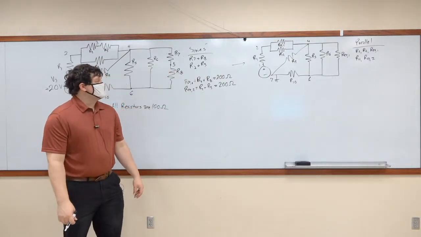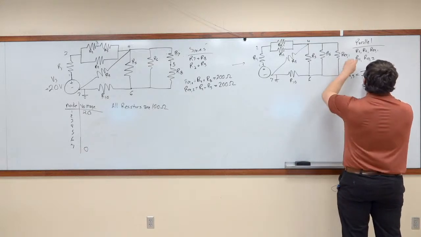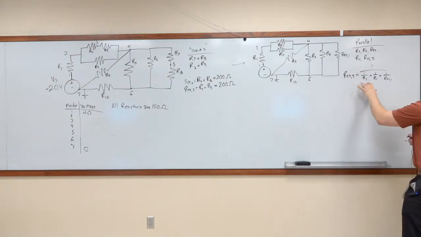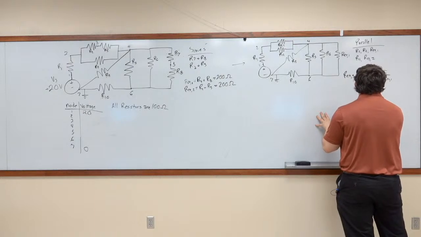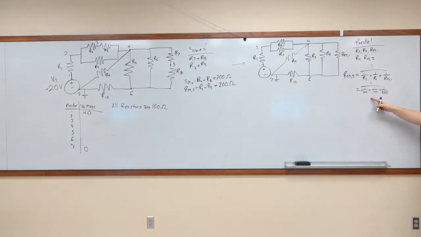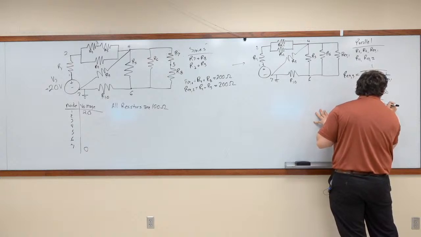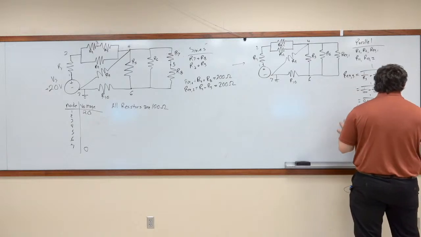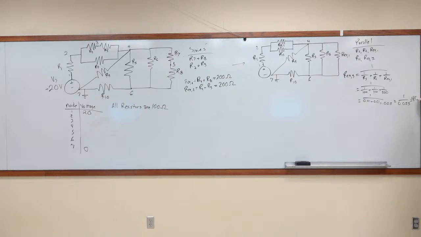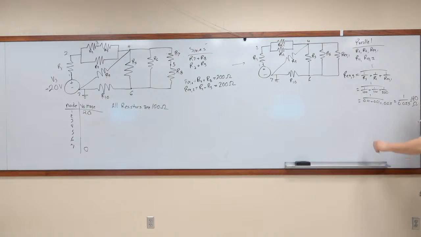Okay. All right, so our parallel equations, we're going to say REQ3 is equal to 1 divided by 1 over R5 plus 1 over R6 plus 1 over REQ1. Okay? This is 100, this is 100, this is 200. So this is equal to 1 divided by 0.01 plus 0.01 plus 0.005, which means this is 1 over 0.025, which ends up equaling 40. So REQ3 is 40 ohms.